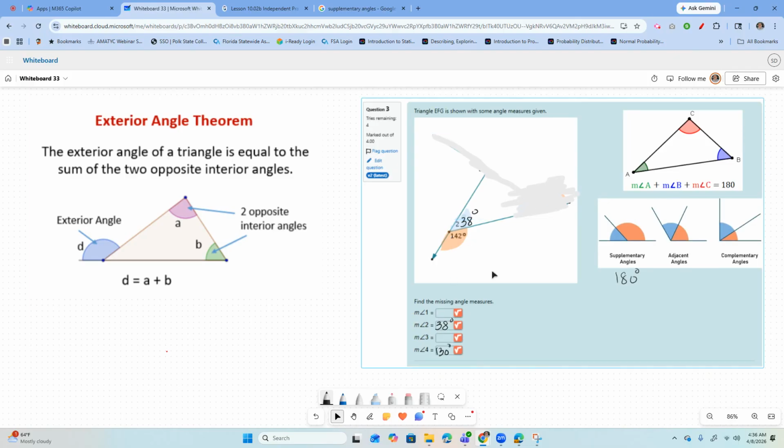Okay. But I'm going to put back what I erased. And you can see that right now it's taking shape, the whole triangle, and finding all the angles. Now I can find angle number 3. How? Using the exterior angle theorem. Or I can also find angle number 1. How? Using the triangle sum theorem. Okay. So you know what? I'm going to use the triangle sum theorem.